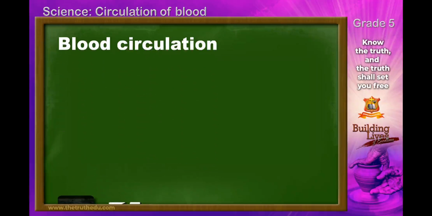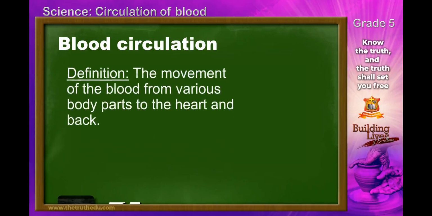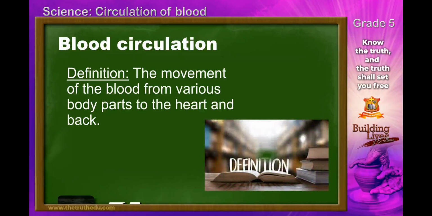Now we'll look at blood circulation. The definition given for blood circulation is the movement of the blood from various body parts to the heart and back. That is the definition given for blood circulation. Remember.